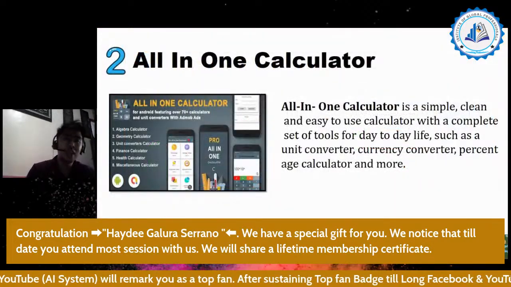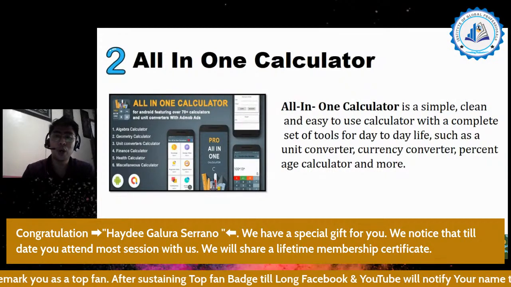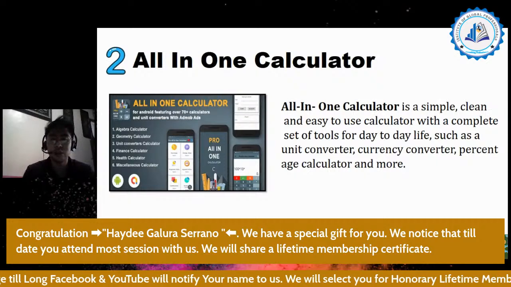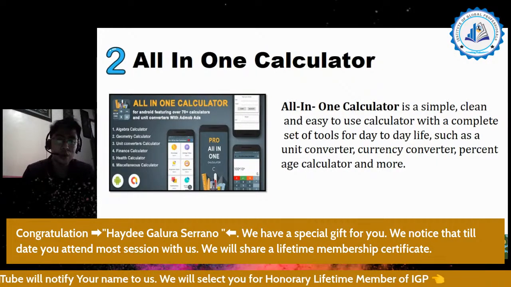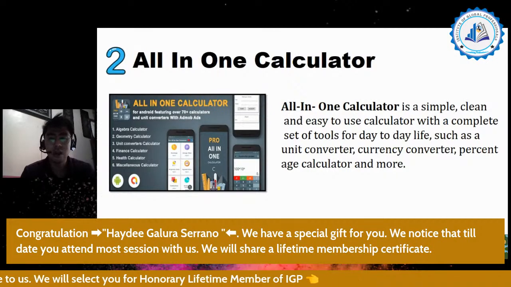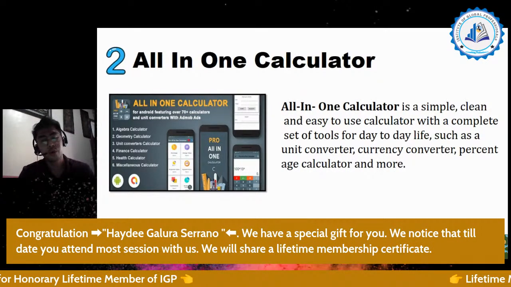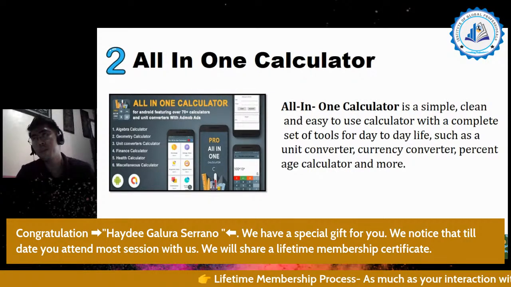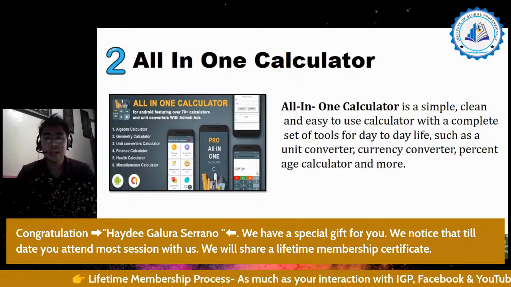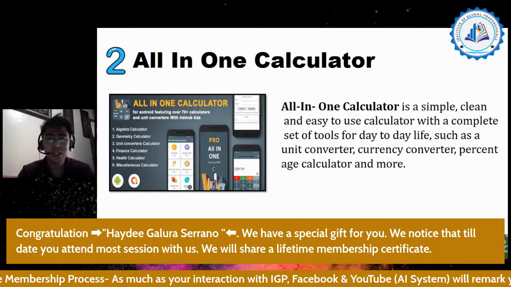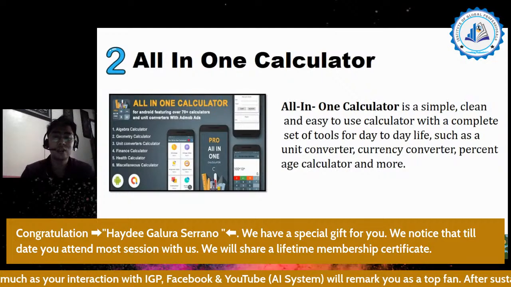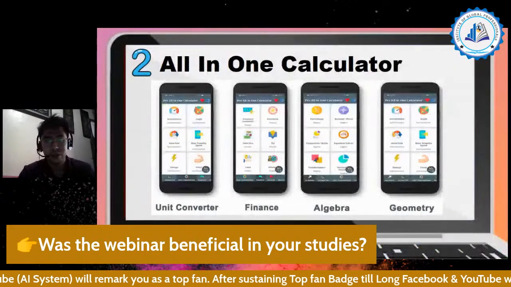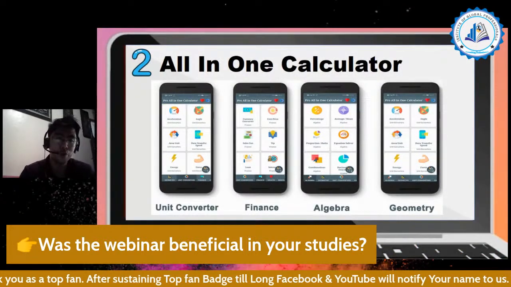Another is the all-in-one calculator. It is a simple, clean, and easy to use calculator with a complete set of tools for day-to-day life, such as a unit converter, currency converter, percentage calculator, and more. So basically, the all-in-one calculator can handle simple or complex calculation, unit and currency conversions, percentages, proportion, areas, volume, etc. So this all-in-one calculator application does it all. So this is now the interface of the all-in-one calculator.